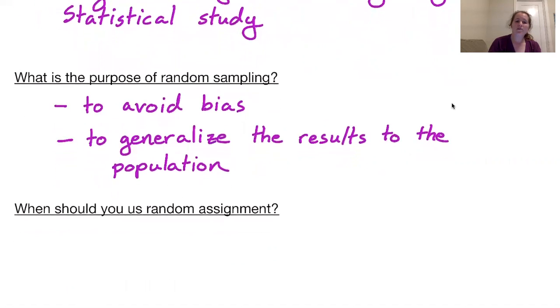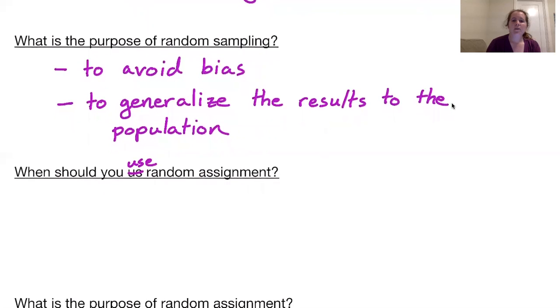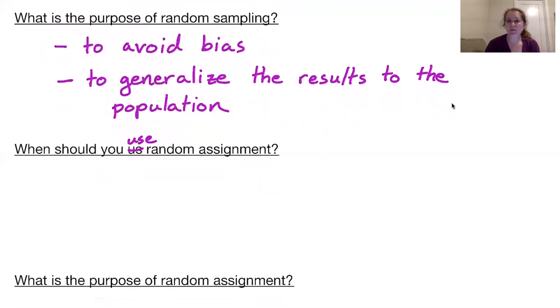Versus when should you use random assignment? Random assignment we use when we are doing an experiment, when we are trying to prove cause and effect.